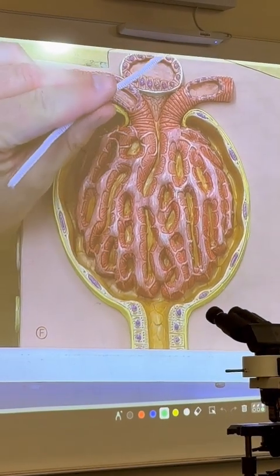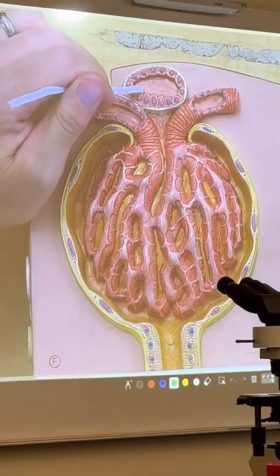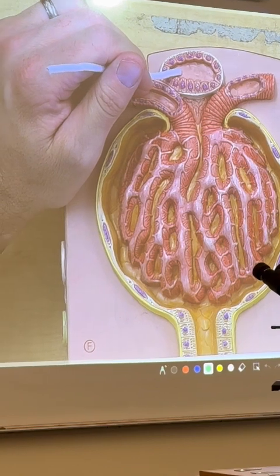First of all, what tube is this right here? This is the proximal convoluted tubule, but what tube is this right here? Distal. Say it like you own it. Distal convoluted tubule, right? Yeah, it is.